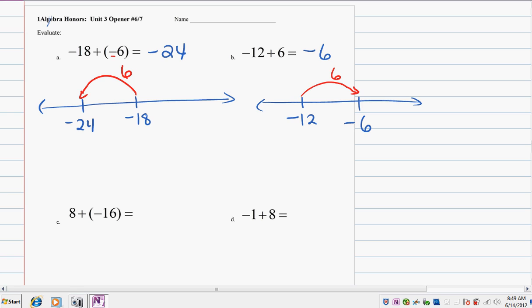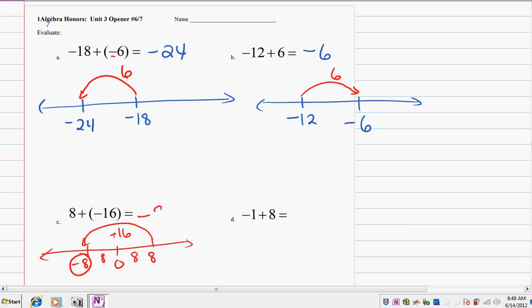So addition you could think of as your starting position plus your change in position. So likewise, if I think of this as I'm starting at 8 and I'm moving 16 to the left because it's negative, well, that would put me at, let's see, this is 8, and then another 8 would put me at negative 8. So I'd be at negative 8.